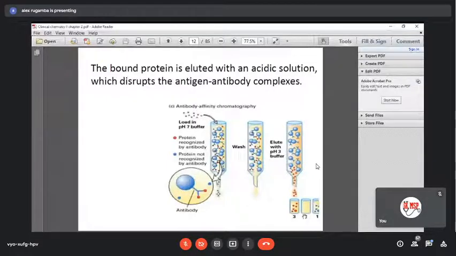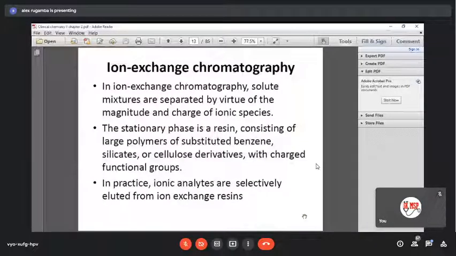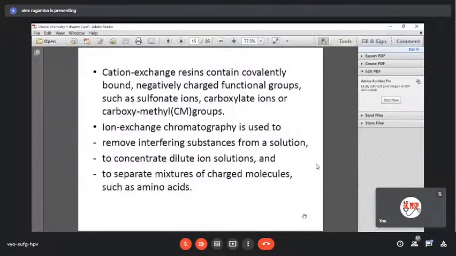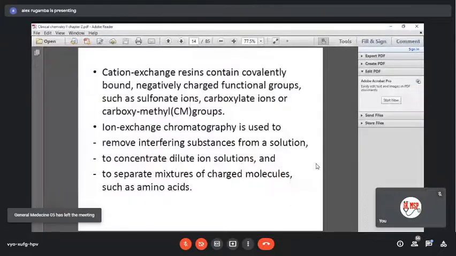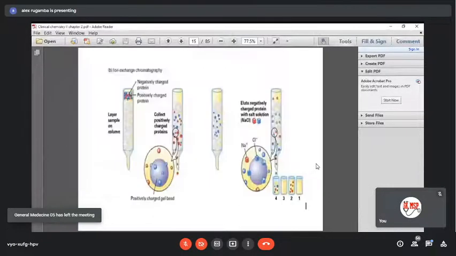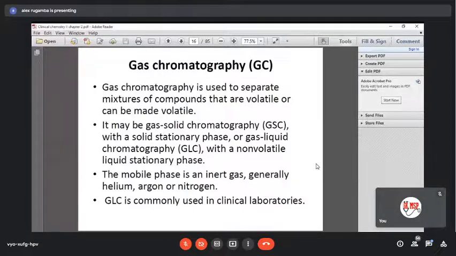So, ion exchange chromatography, I told you about the ion exchange. I told you about the polarity. We have to be careful. So this is the high polar and low polar. High polarity, I talked about this. The same principle applies if it's polarity. Same principle. So there is also gas chromatography.